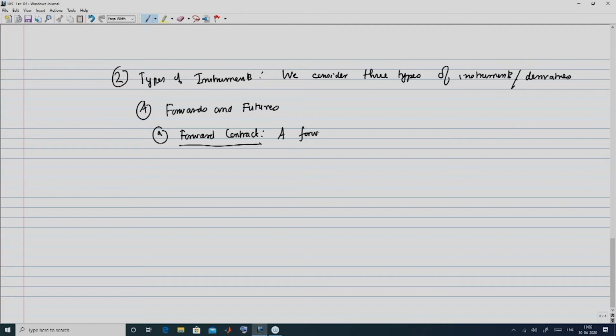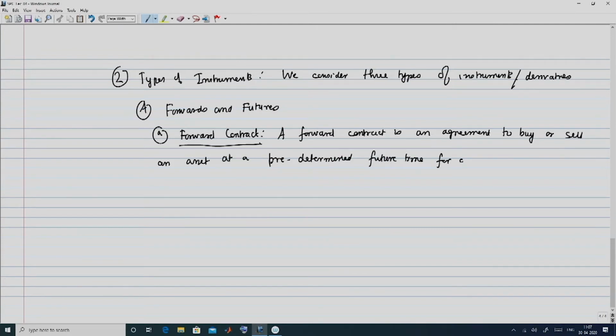A forward contract is an agreement to buy or sell an asset at a predetermined future time for a predetermined price.